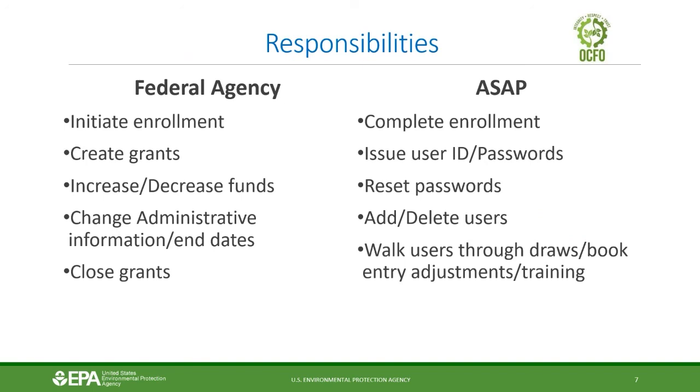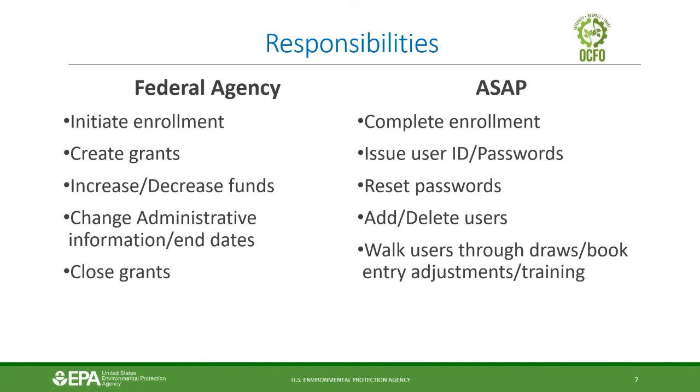I mean, we can assist you with that, and we will, but ASAP Help Desk is more of an expert on that, and they can assist you with that. But yeah, so that last bit there, walking users through draws and book entry adjustments, we can assist you with that. ASAP is better than us because that's their system, and they're able to get in the background of that system, and we can't. But we can also assist you with that stuff too. If we can't help you, we'll get somebody from ASAP to help you. It's not a problem.